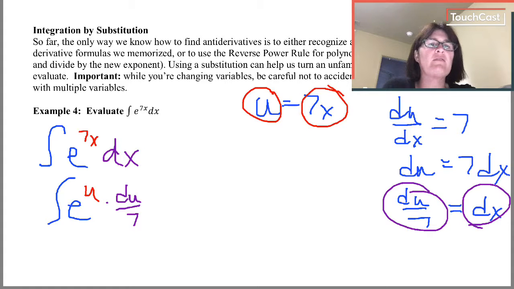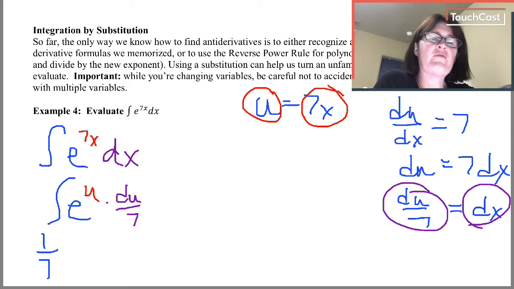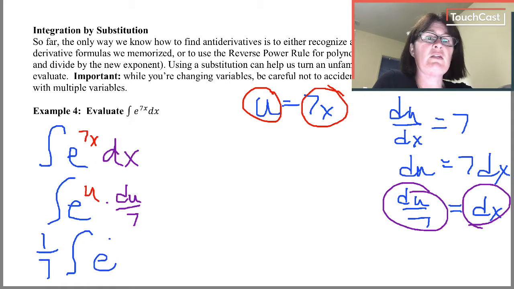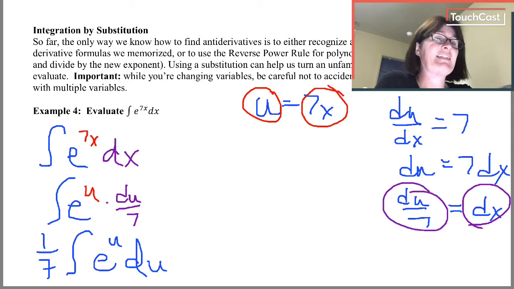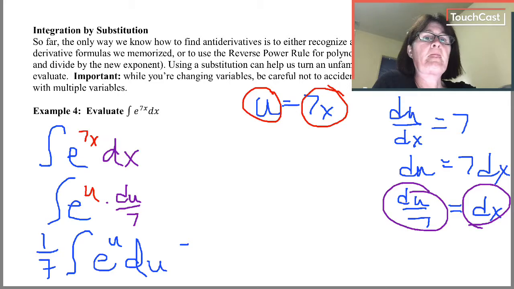Now, at this point, you can evaluate this integral using a couple of different steps. I like to notice that if I'm going to divide by this constant 7, that's a constant multiplier. So I'm going to factor that 1/7 out to the front, and I'm going to get the integral of e to the u du. Well, that's pretty easy. I know the antiderivative of e to the u with respect to u. That's e to the u plus a constant. Notice I have the 1/7 multiplier here.